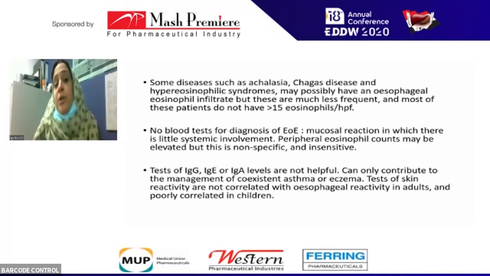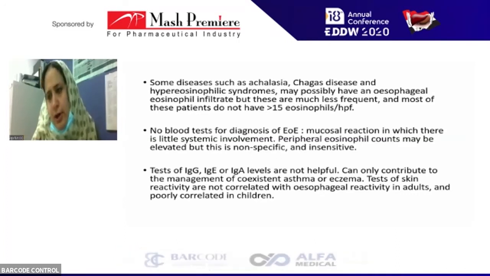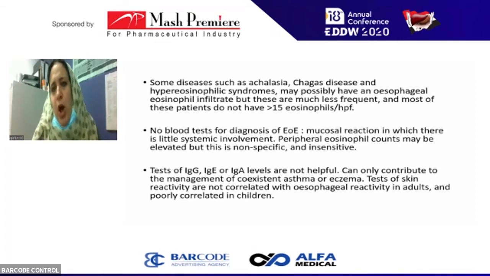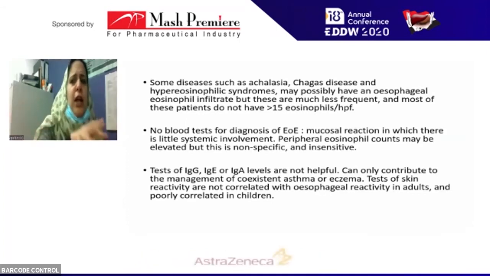So there are some diseases that can have a high eosinophilic count in the biopsies, but these are less frequent, such as Chagas disease, achalasia, hypereosinophilic syndromes. But there are other clues to tell you whether it is. So they're less common as well, and most of them do not reach more than 15 per high power field.